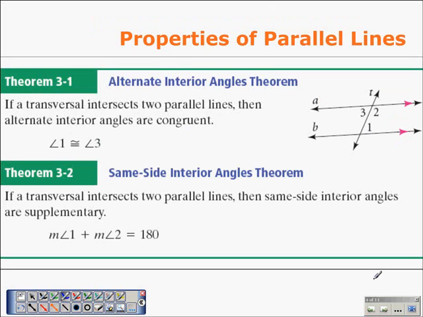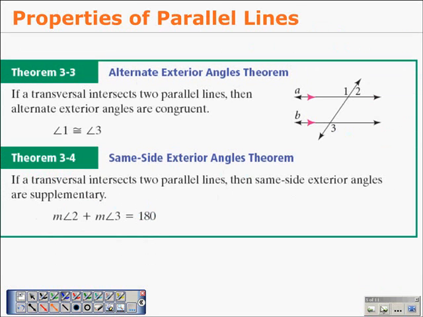Here we have the alternate interior angles theorem. If a transversal intersects two parallel lines, then the alternate interior angles are congruent. For the given diagram, angle 1 and angle 3 are alternate interior angles, therefore they are congruent. And if we're talking about the same side interior angle theorem, if a transversal intersects two parallel lines, then same side interior angles are supplementary. So the measure of angle 1 plus the measure of angle 2 is equal to 180. And again, that refers to this diagram right here.